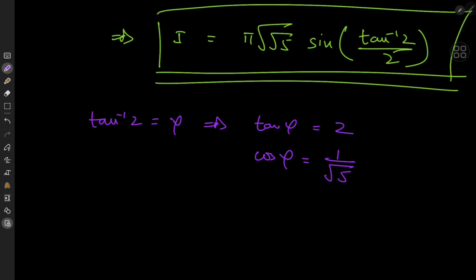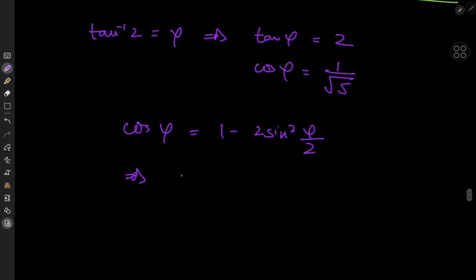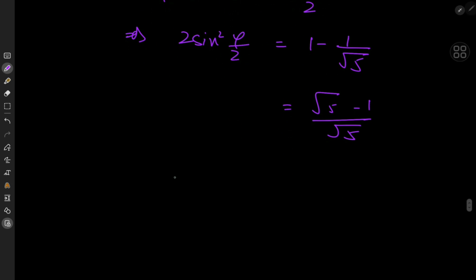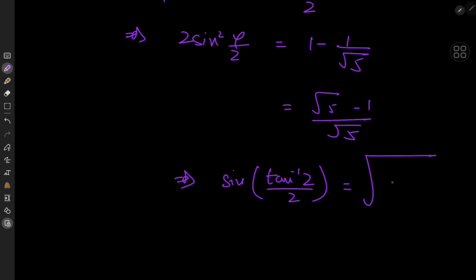And now that we have the cosine, we could invoke the double angle formula for the cosine function. We know that cosine phi equals 1 minus 2 times the squared sine of phi by 2. So this means that 2 times sine square phi by 2 equals 1 minus the cosine of phi, which in this case evaluates out to 1 minus 1 by root 5. Which gives me root 5 minus 1 by root 5 on the right, which implies that the sine of phi by 2, phi being the inverse tangent of 2, sorts out to root 5 minus 1 divided by 2 times root 5. Lots of root 5s here.